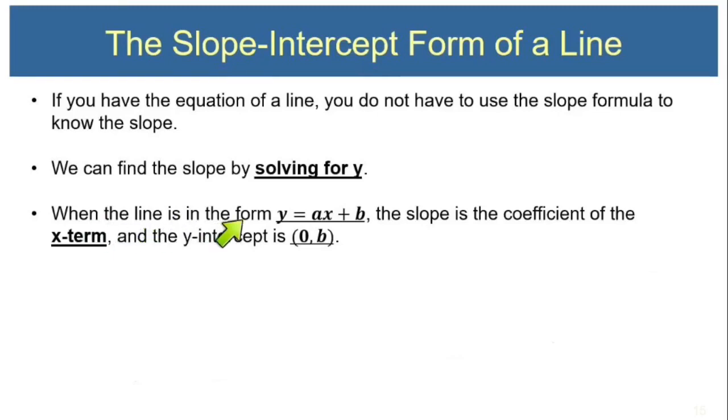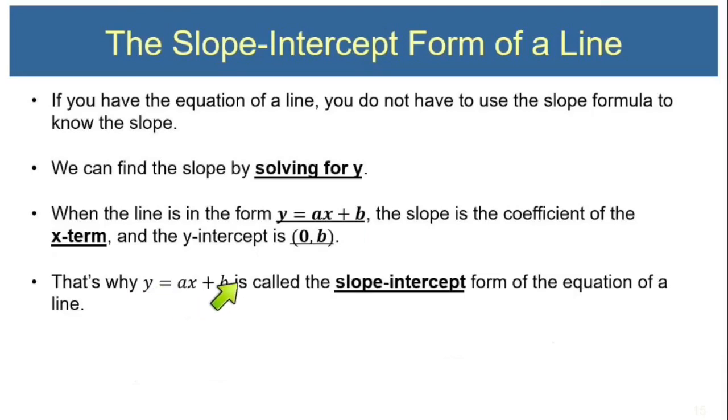Okay, so when the line is in the form y equals ax plus b, the slope is the coefficient of the x term, and the y-intercept is 0, b. Whatever that b number is, that's the y-coordinate of the y-intercept. So again, the coefficient of the x term is your slope, and the b number is the y-coordinate of the y-intercept. And because you can look at the equation in this form and see the slope and see the y-intercept, this form is called slope-intercept form.